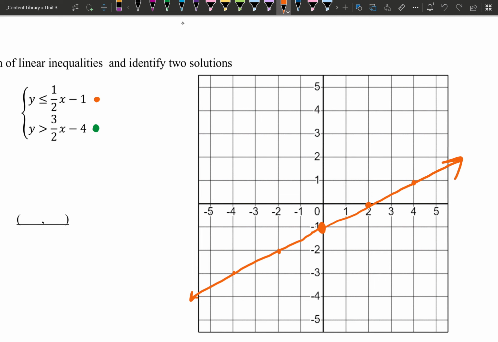The symbol is less than, so I'm shading below my symbol. So I'm shading everything over here.